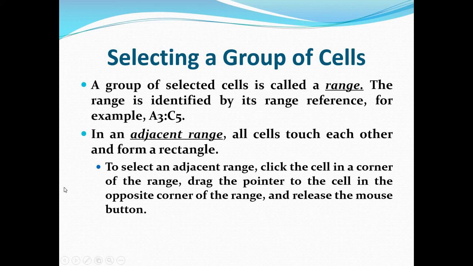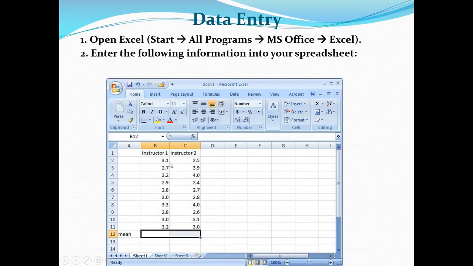Now, we have two types of range: adjacent range and non-adjacent range. In an adjacent range, all cells touch each other. Look here. All cells touch each other. This cell touches this cell, and this cell touches this cell. So this range is called an adjacent range because each cell touches the others.